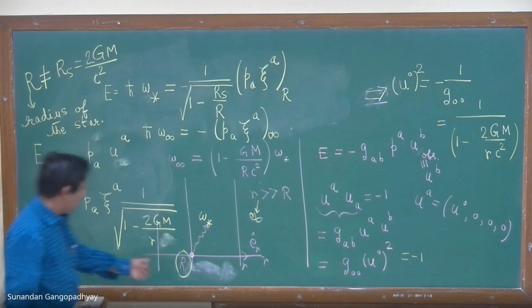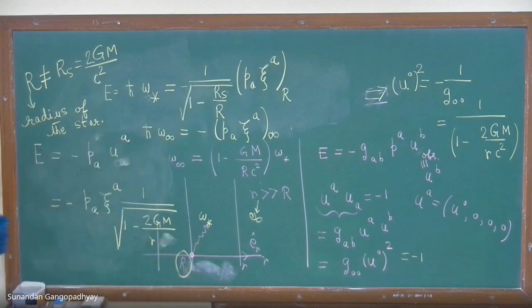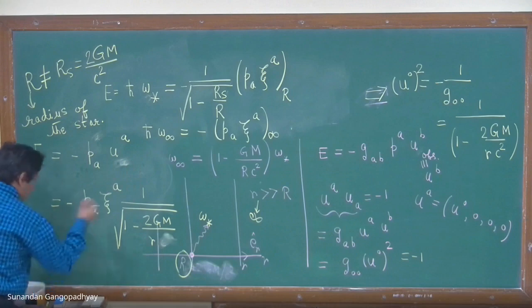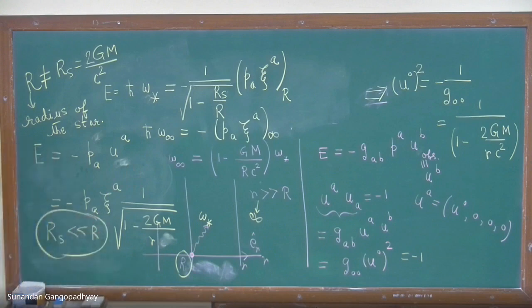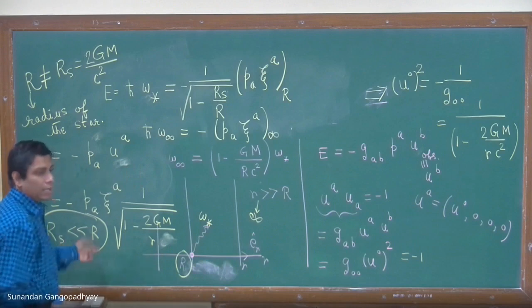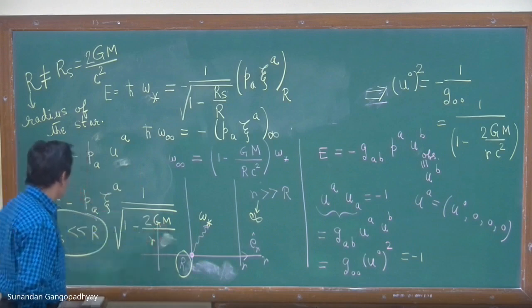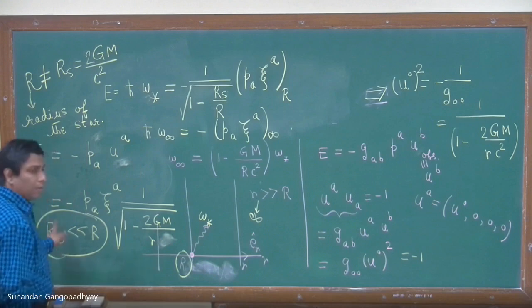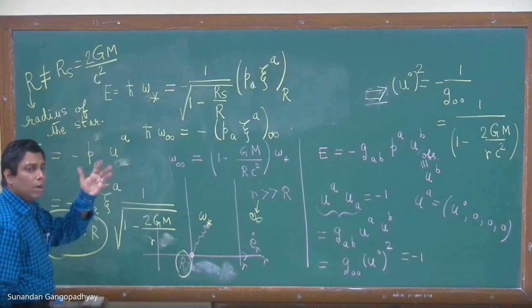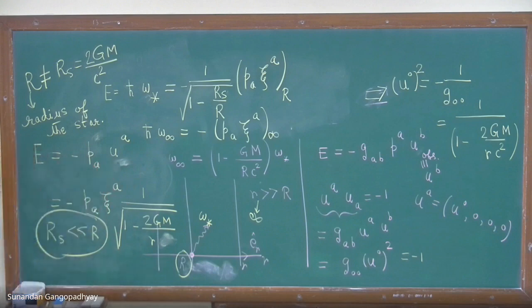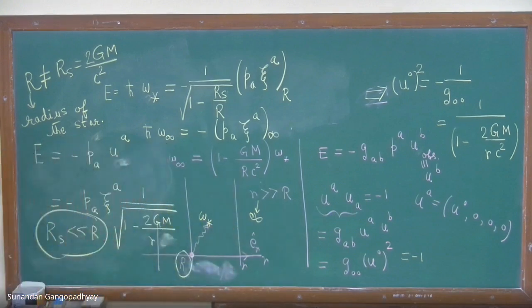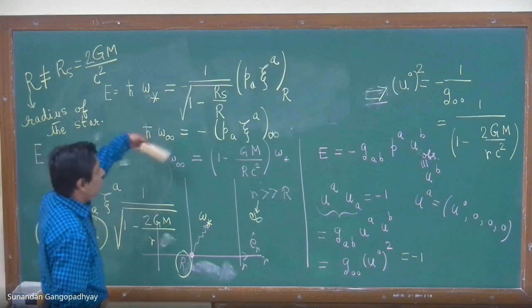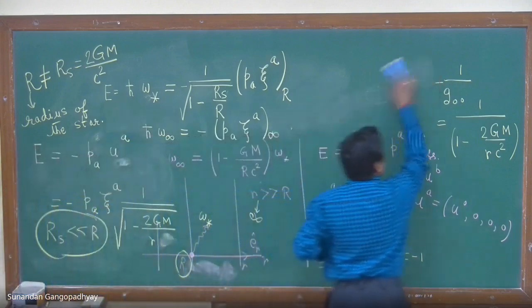Just be clear that this is capital R, this is not RS, because for this kind of stars, RS is actually much less than capital R. You can actually calculate it, because if you put in the mass, G, and divide by c square, you will get a value of RS for this solar mass, and you will find it to be about 3 kilometers. But the radius of this white dwarf, suppose this is a white dwarf, is 1000 kilometers. So it is much, much smaller. So just make that correction. This is not equal to 2GM. Okay. So if this part is clear, now we shall make an input.